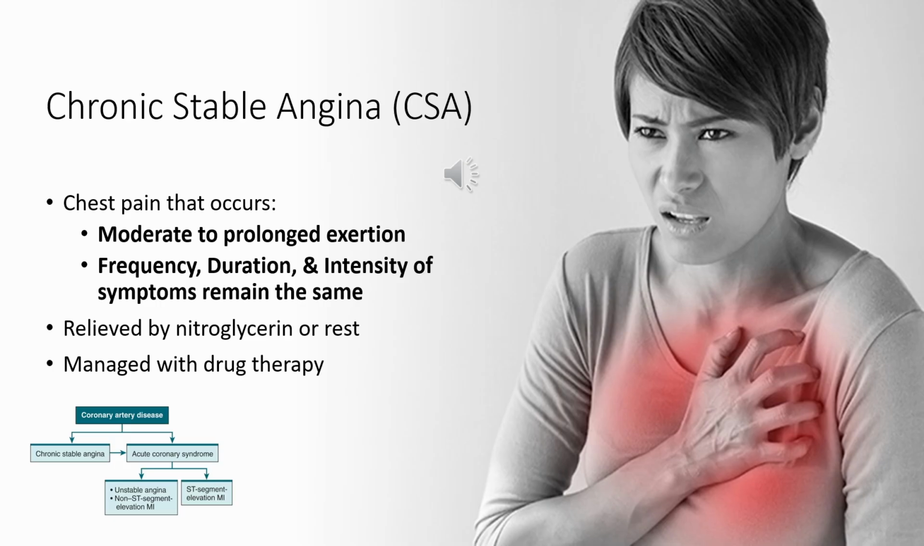Usually, chronic stable angina is managed with medications like beta blockers, calcium channel blockers, or long-acting nitrates to reduce that oxygen demand and improve blood supply to the heart. So unlike acute coronary syndrome, chronic stable angina is not considered a medical emergency. However, it does indicate that there is underlying coronary artery disease, and if it's left unmanaged, then it can progress to more severe forms, such as unstable angina or even a heart attack.